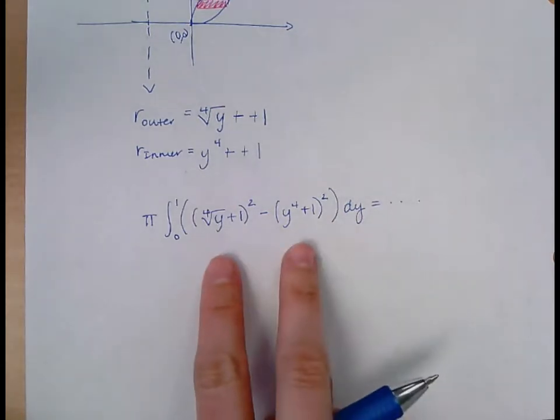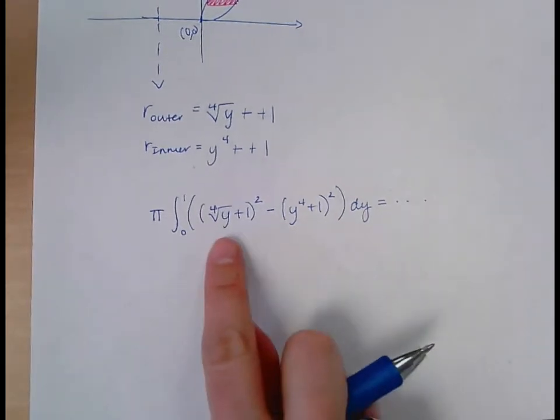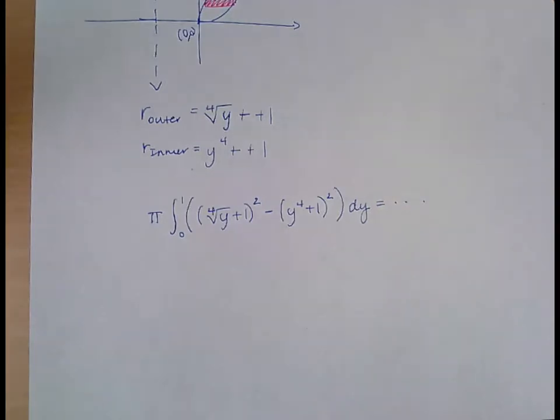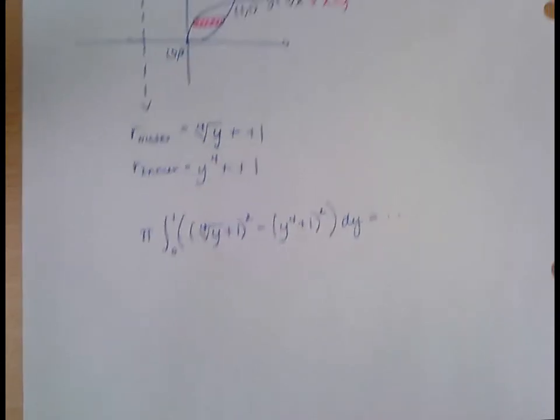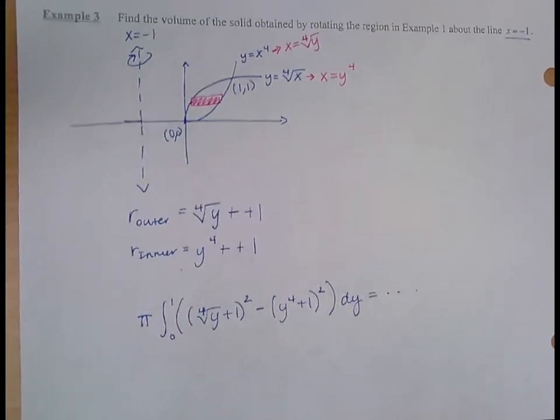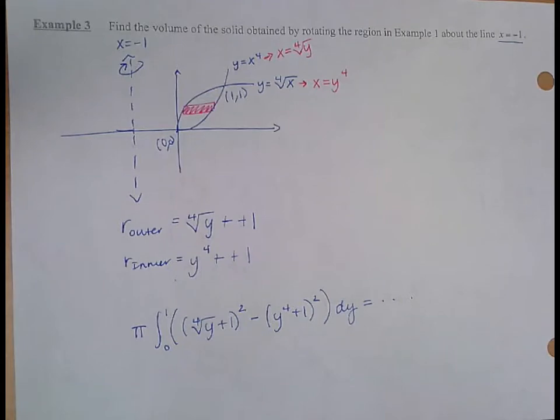So then, similar to the previous example, FOIL these to simplify it first, then find your antiderivative and so on. Okay, the setting up, though, is the newer part. I know what to do once you set it up.